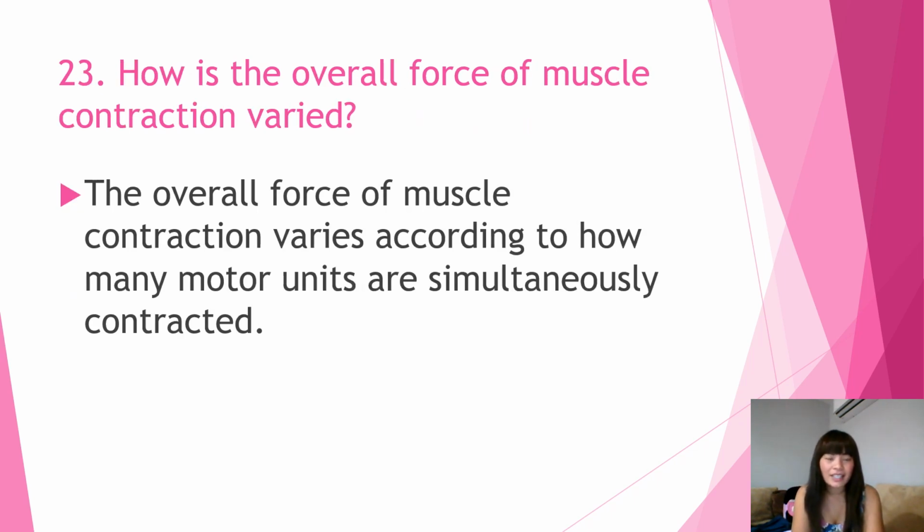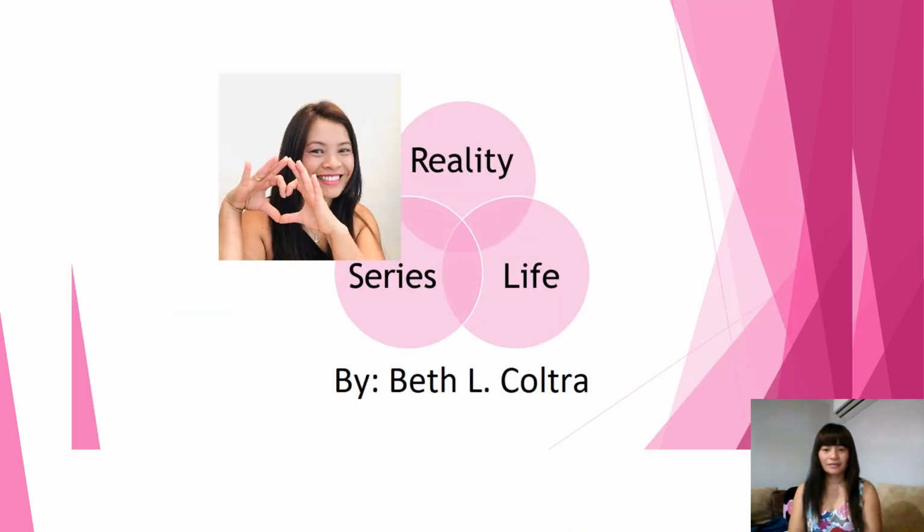Okay, next, I believe this is going to be the last question. How is the overall force of muscle contraction varied? Another flashcard bonus, okay? So the overall force of muscle contraction varies according to how many motor units are simultaneously contracted. So this is a good information. Okay. So let's see what's next.